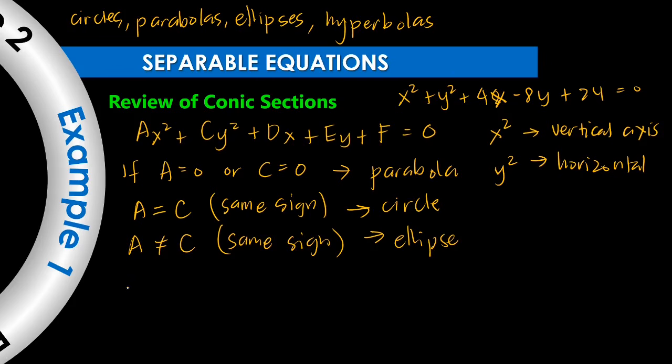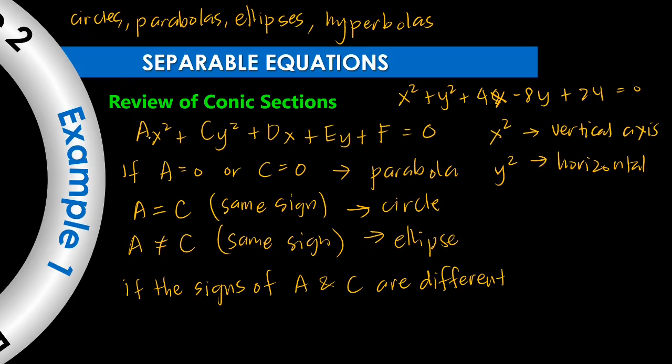And lastly, if the signs of a and c are different, meaning if this is positive and this is negative, or vice versa, if this is negative and this term is positive, then we will have a hyperbola. Okay? So I hope that's clear, that if you are given the equation of a conic section, you can simply tell by inspection what the family of curves is being represented.